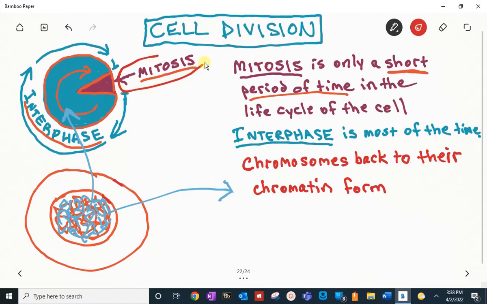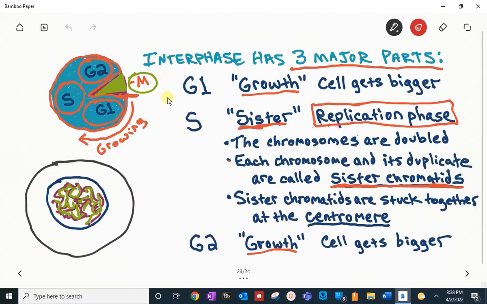Because see, here is where mitosis just happened. This little section of the cell's life right here. And so now it starts right here as a new divided cell, and it goes through interphase, and it grows, and it grows, and its chromatin gets replicated into sister chromatids, and then it grows some more before coming back to the mitosis stage where it will divide again. So here's just a reminder of the cycles of interphase. Interphase is three major parts.